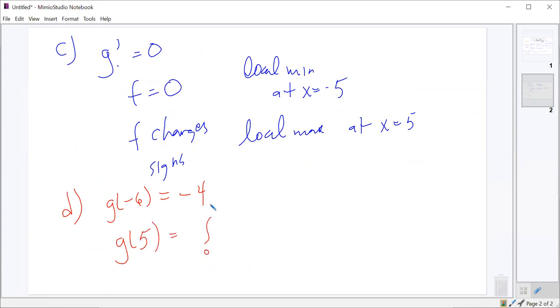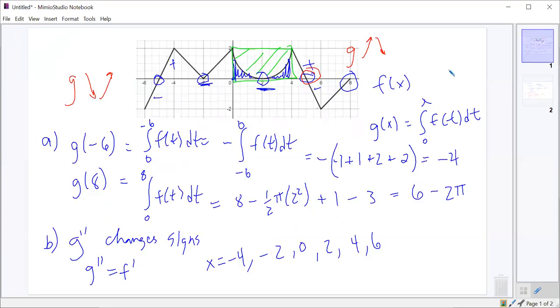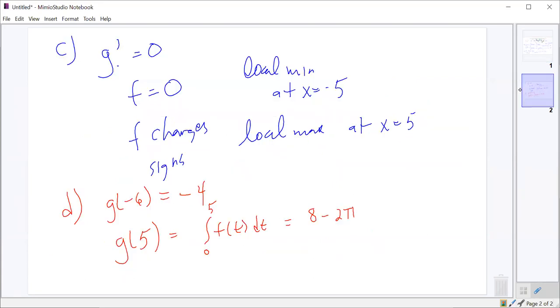So g of 5 is the integral from 0 to 5 of f of t dt. And we already had that first part, it was 8 minus 2 pi from 0 to 4. And then we have to add in 1 unit here from this little triangle, like we added in 1 unit from it before. So that's 9 minus 2 pi. 9 minus 2 pi is clearly more than -4. So our absolute max is 9 minus 2 pi at x equals 5. Any questions on part D?